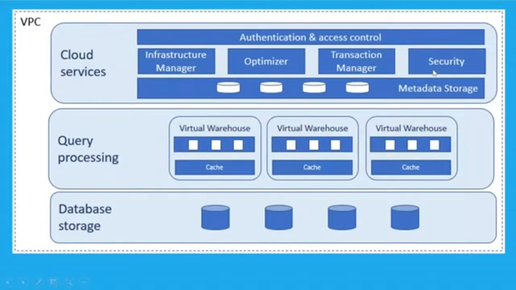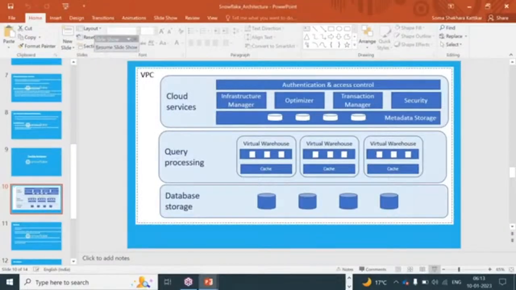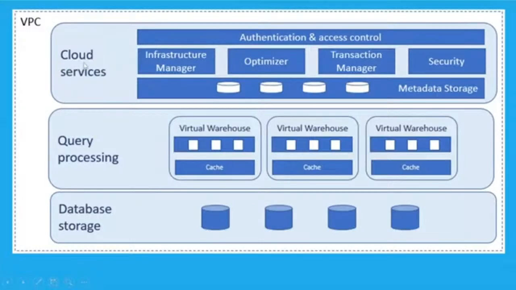Guys, we have three layers in Snowflake architecture. One is the cloud services layer. Another one is the query processing layer. Third one is the database storage layer. Let me repeat once again.